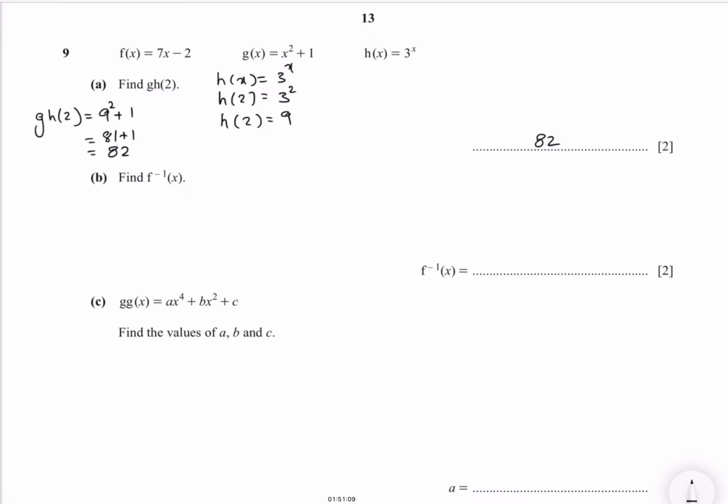Find f inverse of x. So let f of x is equal to y. So now make x a subject. So your inverse is x plus 2 over 7.